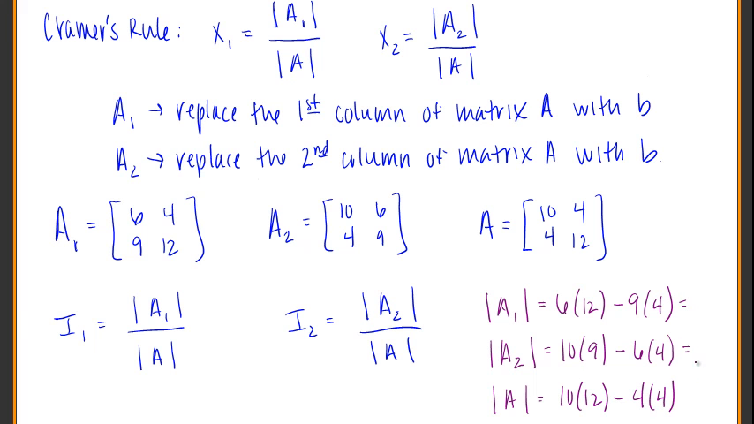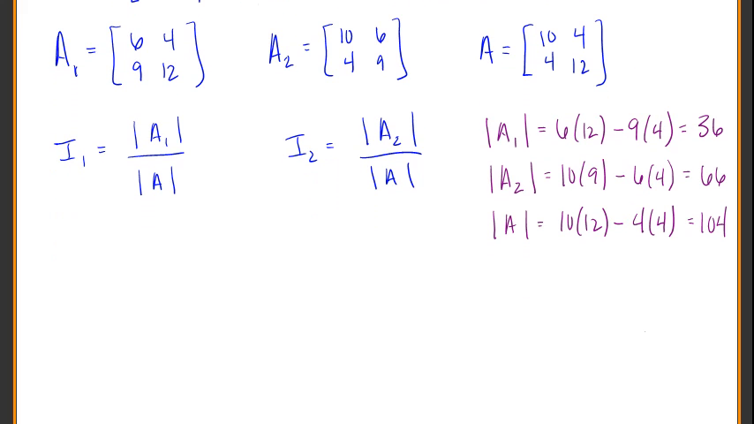Okay, so if I put all these into a calculator and get my answer, 6 times 12 minus 9 times 4 is 36. 10 times 9 minus 4 times 6 is 66. And then this one, just like from before, was 104. Okay, so let's finish solving for I1 this way. So I1 is the determinant of A1, which is 36, divided by 104. And I2 was the determinant of A2, which is 66, over 104.